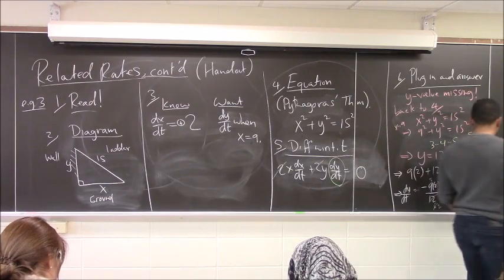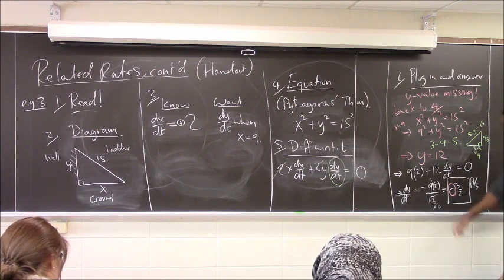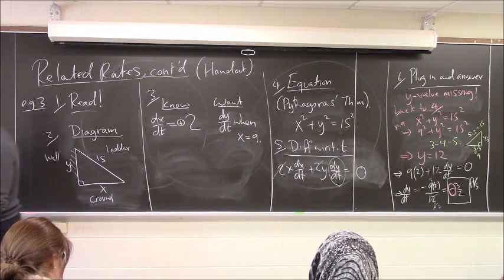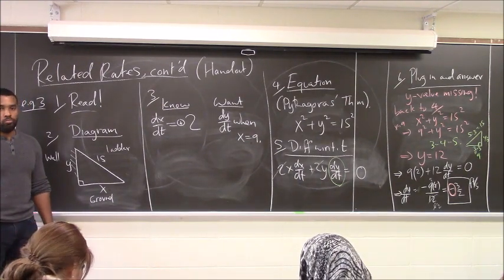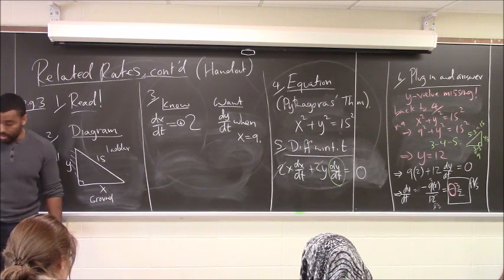So that's the problem. So as the ladder is being pulled away at 2 feet per second, the top will slide down at minus 3 over 2 feet per second. Any questions on this one? Okay, let's do it again.